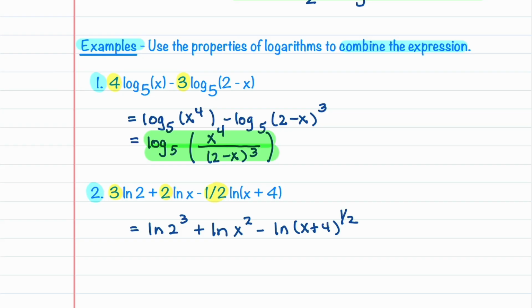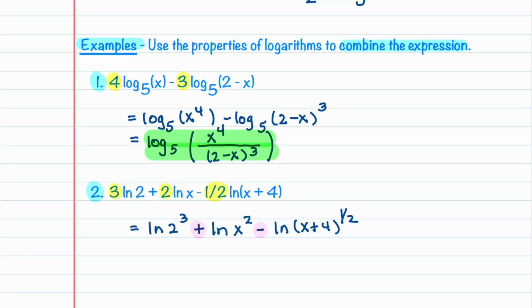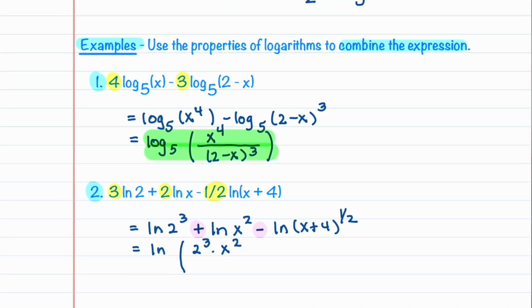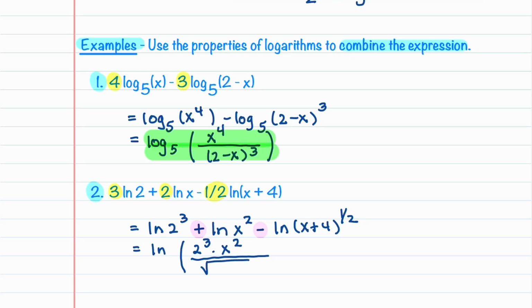Now we can go ahead and combine them. Whenever we have a plus, we're going to multiply, and when we have a minus, we're going to divide. This is going to be equal to natural log. We'll put a big parenthesis here because we're going to have a term on the bottom. On the top, we have a 2 cubed times x squared. And then on the bottom, we're going to have x plus 4 to the 1/2, and I'm just going to write that as the square root of x plus 4.